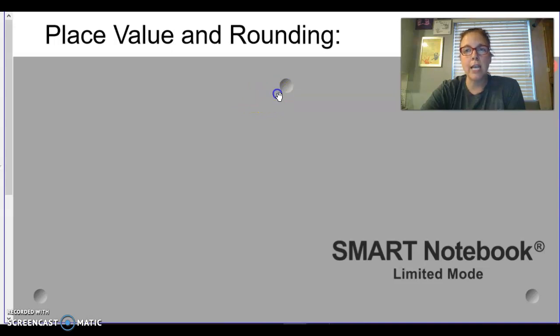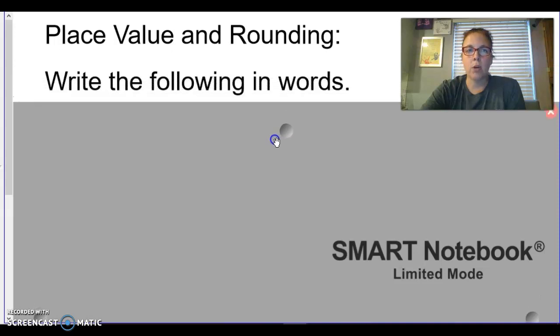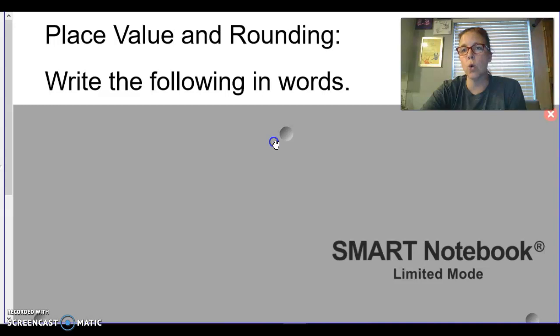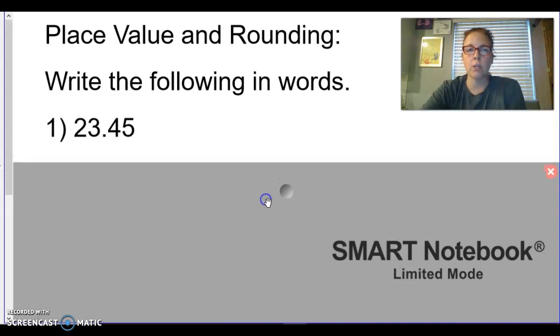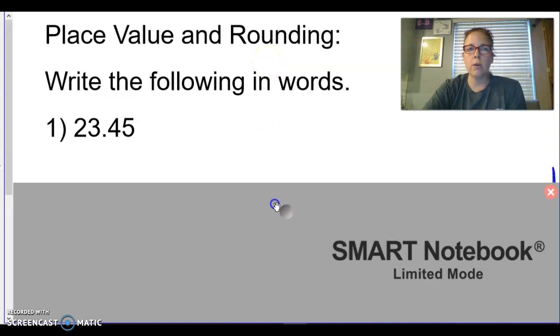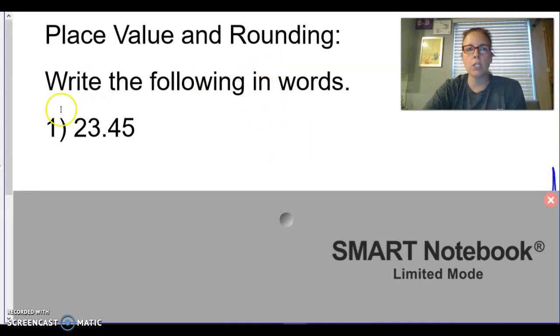Okay, so you're going to want to take notes on this so you know what is expected. Okay, so we're going to write the following numbers in word form. Okay, write the following numbers in word form. So write number 1 at the top. You're going to want to write place value and rounding at the top. You don't have to write the following words, but you need to write number 1 and then write this.